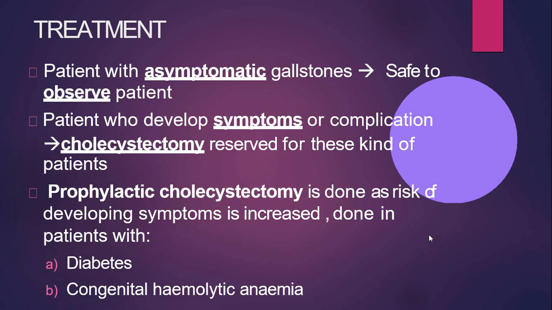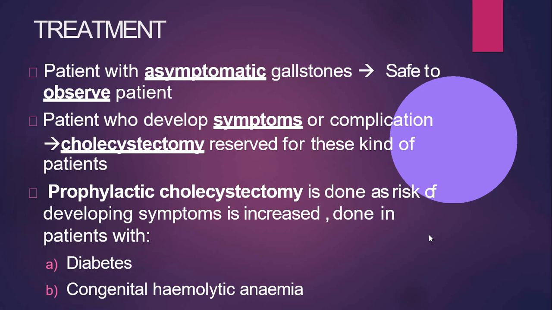So treatment: in a patient with asymptomatic gallstones, it is safe to observe the patient, or it is better to do cholecystectomy. A patient who develops symptoms or complications, treatment obviously is surgery, and that is cholecystectomy. Prophylactic cholecystectomy you can sometimes do when the risk of developing symptoms is increased, and it may be done in patients with diabetes or congenital hemolytic anemia.